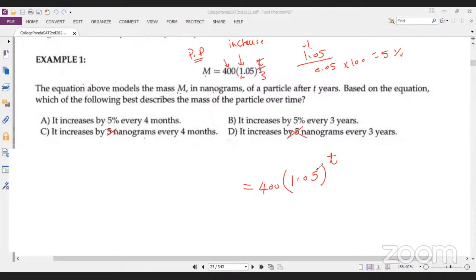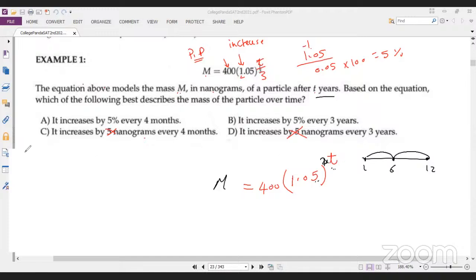But you have to interpret this exponent carefully. The original one is t. Let me explain what it means here. It means 1 time per year. But if I said 2t, it should be 2 times per year. Times means repeated. 2 times per year means every 6 months, because the year is 12 months. So when I increase 2 times per year, at the 6th month it increases 5%, then after another 6 months it increases 5% again. So 2 times per year.